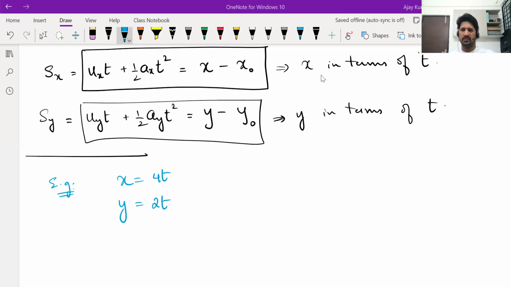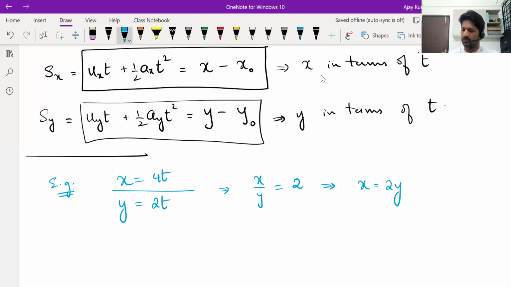Okay, how did you get that equation? Sir, x by y. You divided the equations. That is one possible way to do it. Correct. We need a relation between x and y. Means we have to put t aside. We have to remove t from these equations. So one way to do it is by dividing them. Divide, you get x by y is 4t by 2t, that is 2. So you get x is equal to 2y.